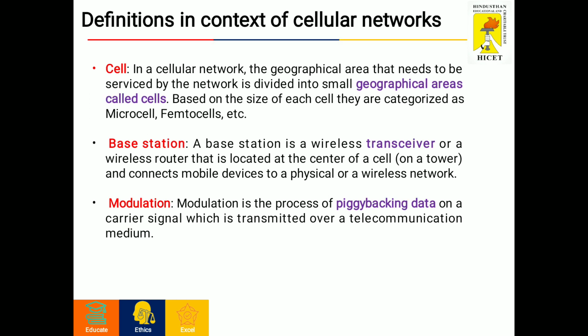So, definitions in the context of cellular networks. First, the cell. In a cellular network, the geographical area that needs to be serviced by the network is divided into small areas called cells. Based on the size of each cell, they are categorized as microcells and femtocells.